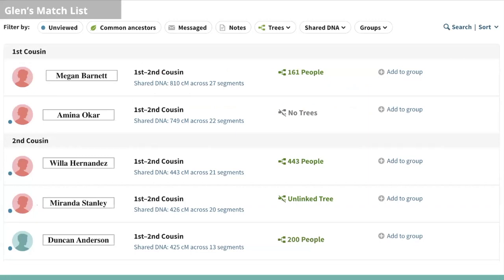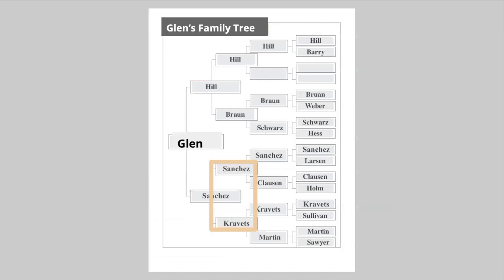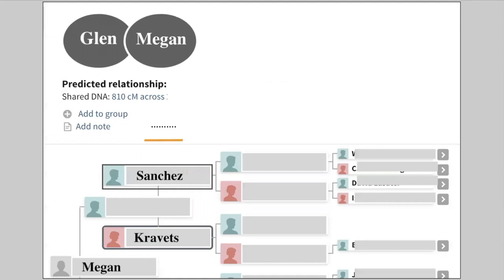This is his list of matches at Ancestry, and Glenn immediately recognizes the name of his top match, Megan Barnett. He has a first cousin with the same name. But before he starts making his note, we want to double check that this is really her. So let's click on that match. And we can see in Megan's tree, her paternal grandparents with the surnames of Sanchez and Kravitz are the same people as Glen's maternal grandparents. So yes, this Megan Barnett is exactly the cousin that Glen thought she was. So now we can add the note for Megan.